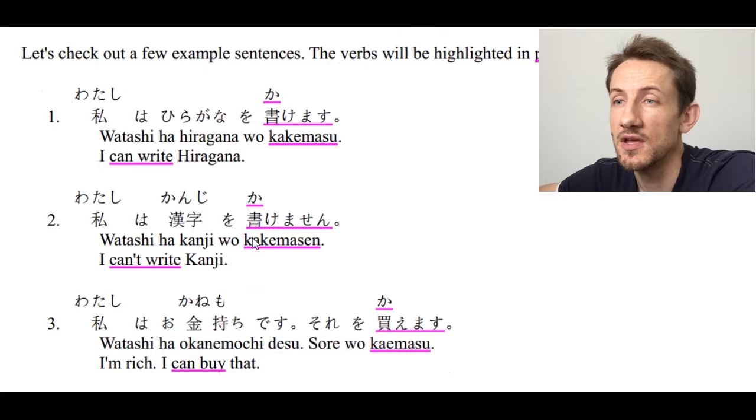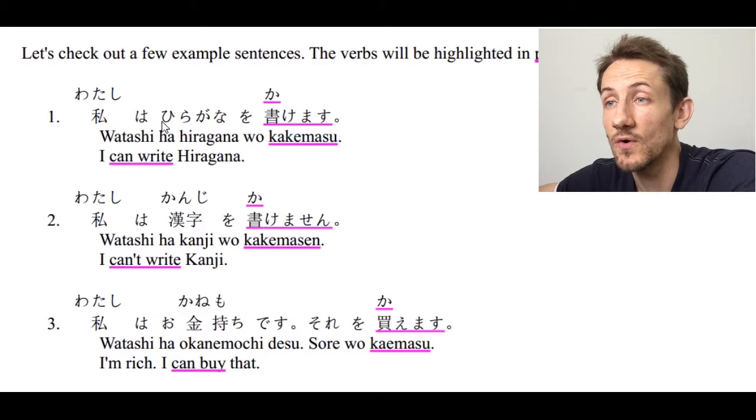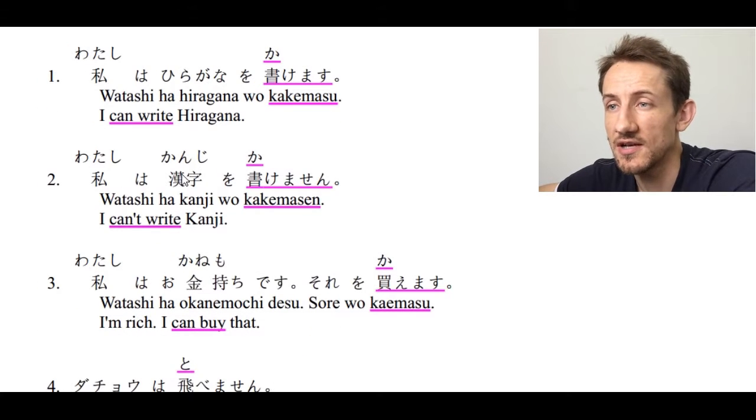So number 1, watashi wa hiragana o kakemasu. I can write hiragana. So kaku becomes kakemasu. I can write. Number 2, watashi wa kanji o kakemasen.